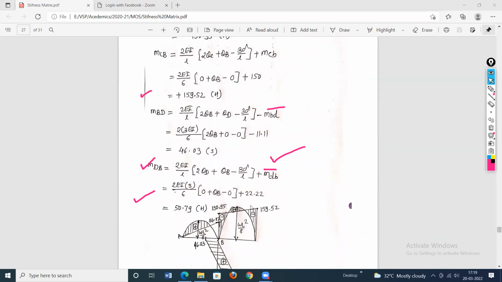Up to this, we have discussed the portal frame of a non-sway type. In previous videos, we have discussed continuous beams with different conditions, that is varying moment of inertia, sinking of the support, and overhang, and how to do the analysis using the stiffness matrix approach.